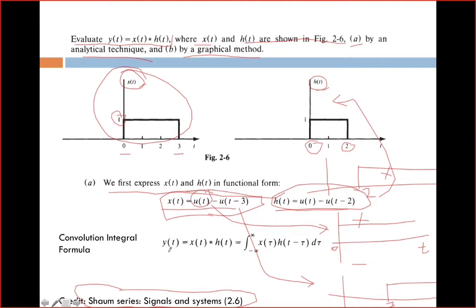Now I am going to write the convolution integral formula, that is y of t is equal to x of t convolution h of t, and this can be expressed as the integration over minus infinity to plus infinity of x of tau into h of t minus tau. Now we are going to substitute x of t and h of t in this integral formula to determine the value of this signal.